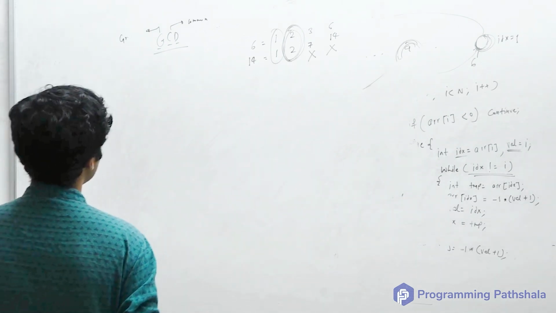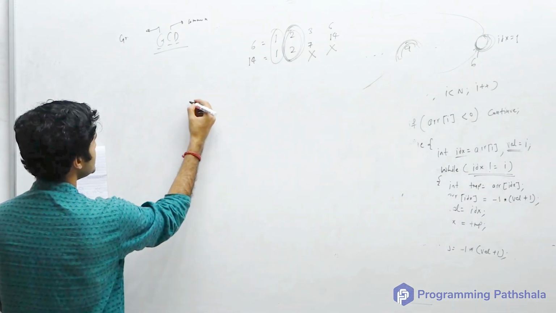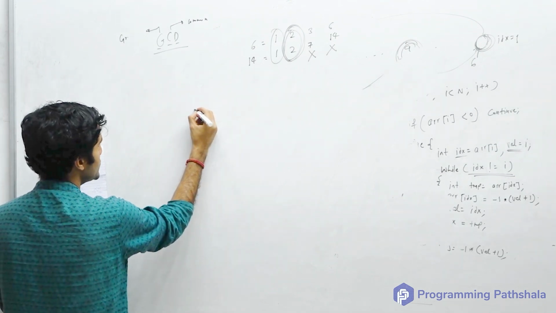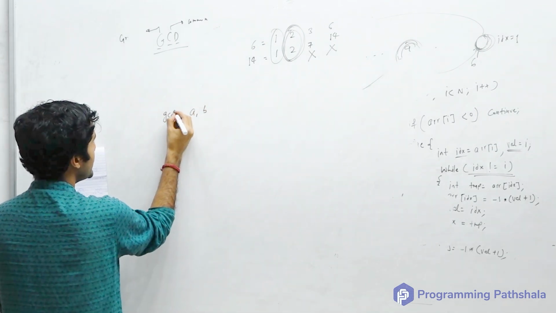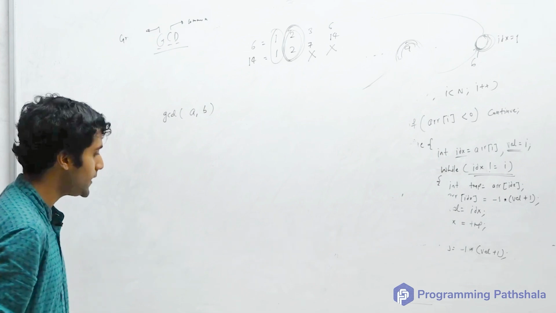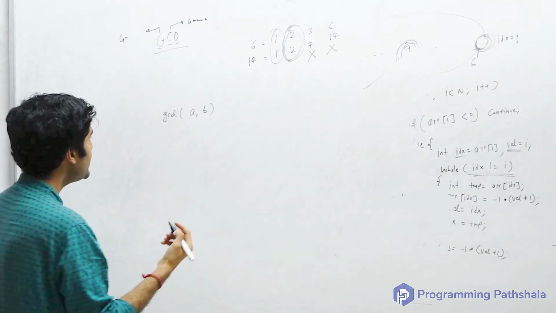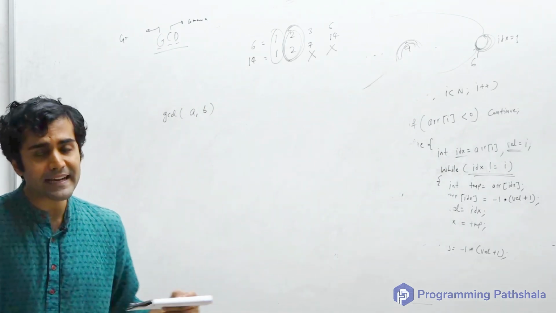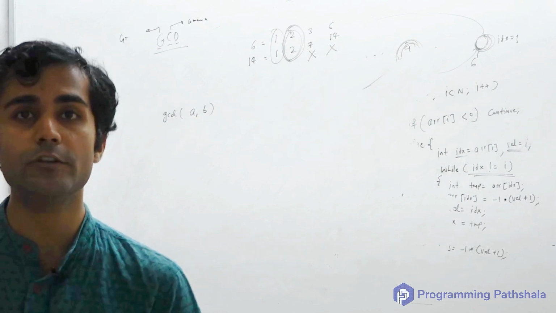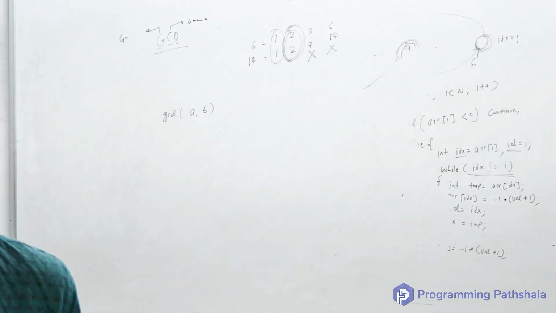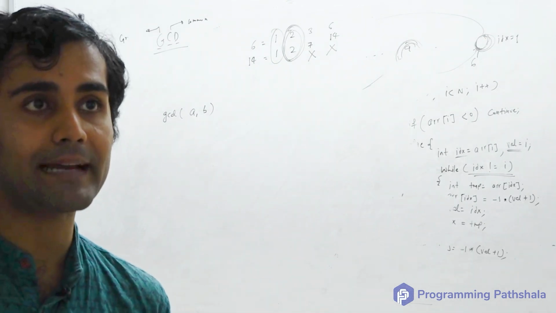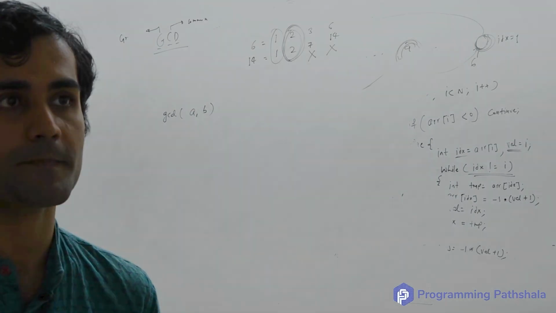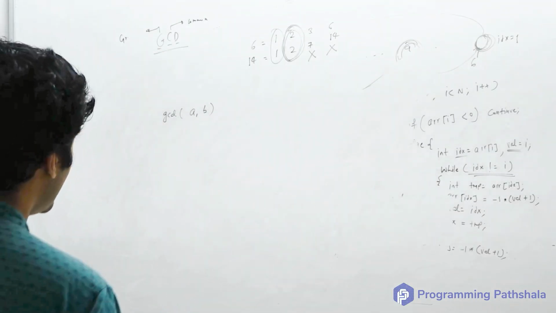Now I have a question to ask. Let's say there are two numbers. You don't know what those two numbers are. Let's say they are just a comma b, and you are trying to compute the GCD of a comma b. Can you tell me what could be the maximum value of the GCD of two numbers, under any kind of circumstances? It would be min of a comma b, right?